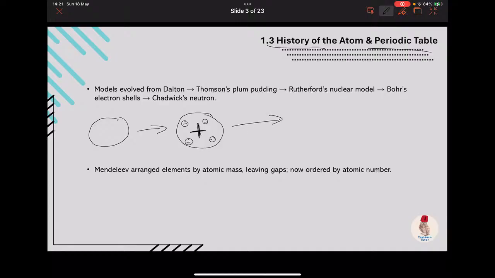Next we have Rutherford's nuclear model. So the nuclear model was something like this, and it was based around a positive nucleus, just like today. However, it had electrons floating around in orbitals, such as this shape that you may have seen quite a lot.